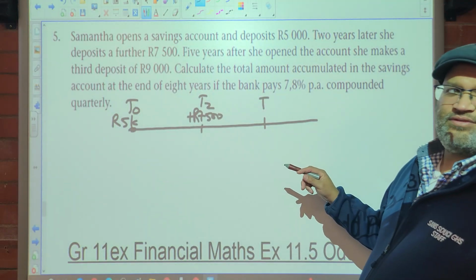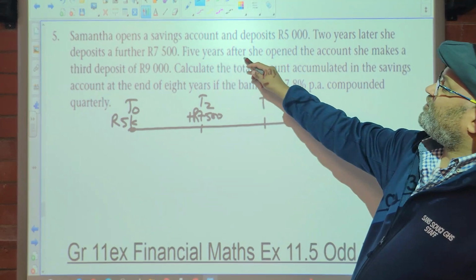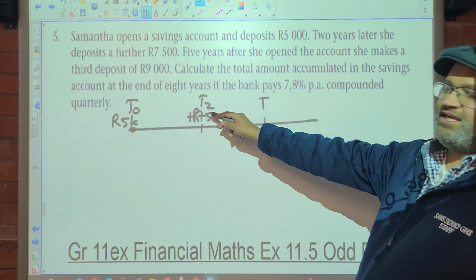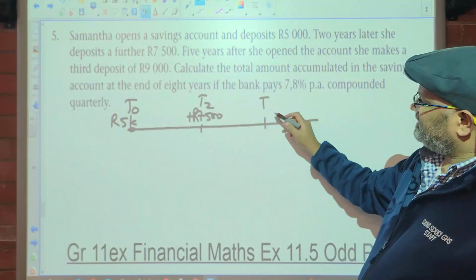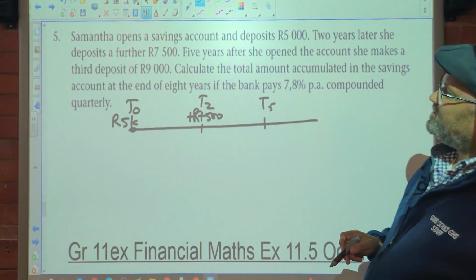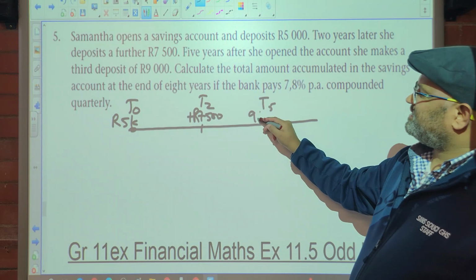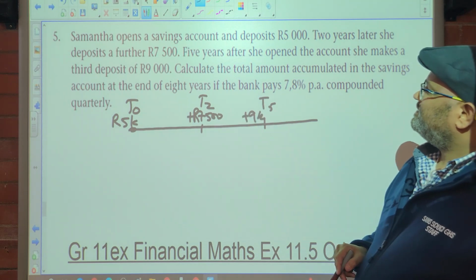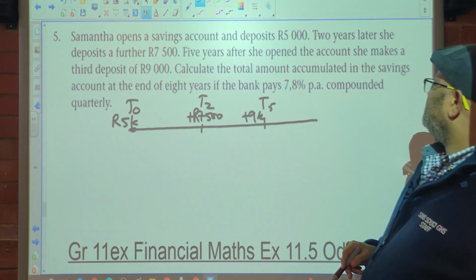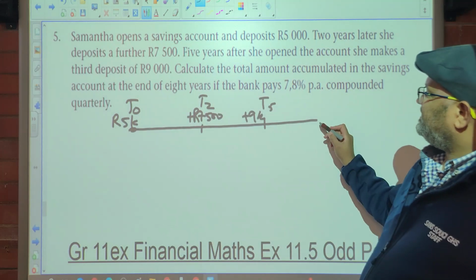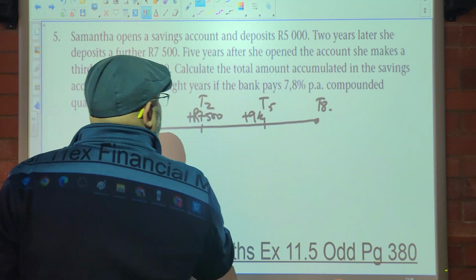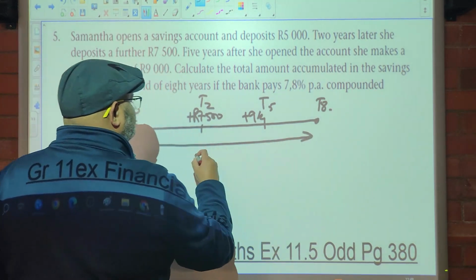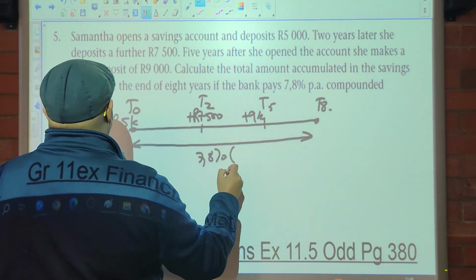5 years after she opens her account, so that takes you to T5, not 5 years later. She makes a third deposit of 9,000 Rand. Calculate the total accumulated in the savings account at the end of 8 years. The bank pays 7.8% per annum, compounded quarterly.